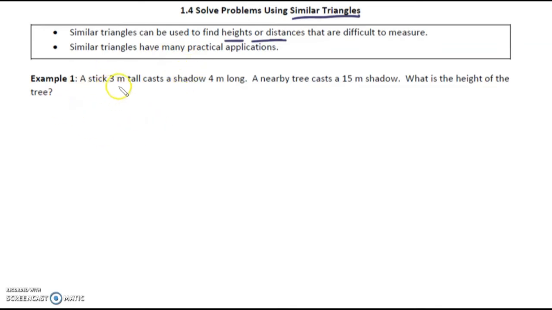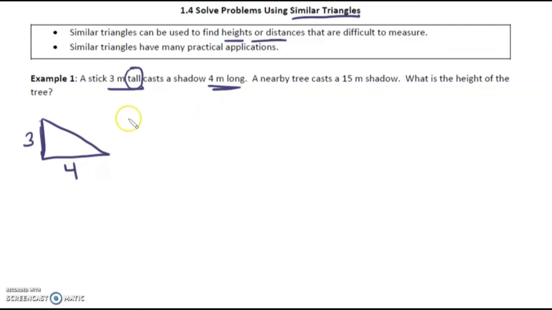A stick that is 3 meters tall, and I think that they called it tall instead of long because they want you to draw the triangle where the height is 3, if that makes sense. It casts a shadow 4 meters long. A lot of students get this confused. Shadows are on the ground. Put the 4 on the ground.